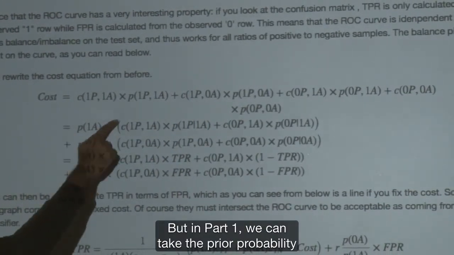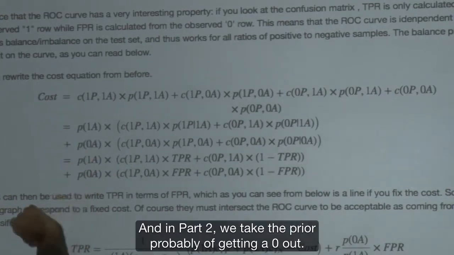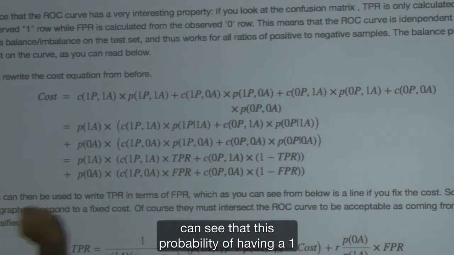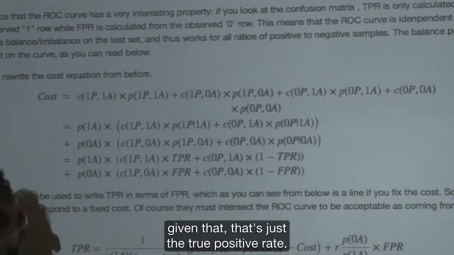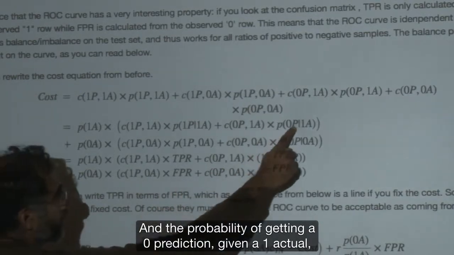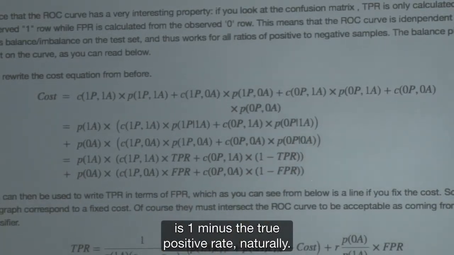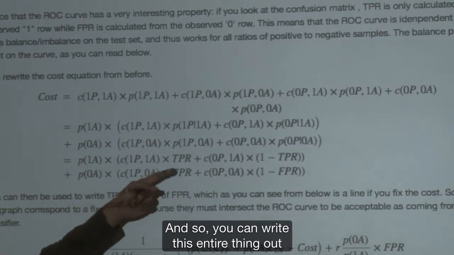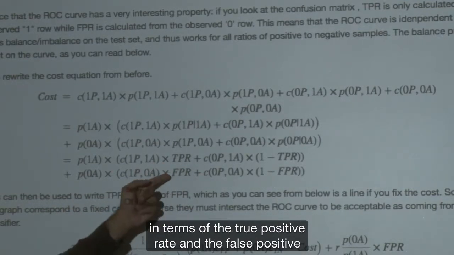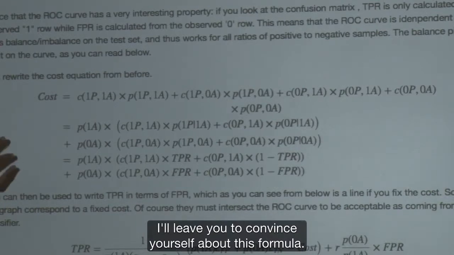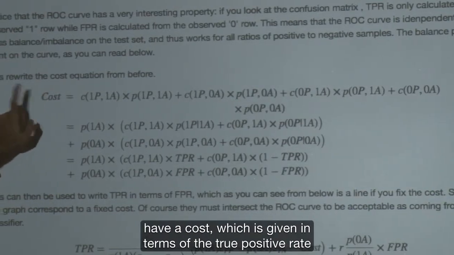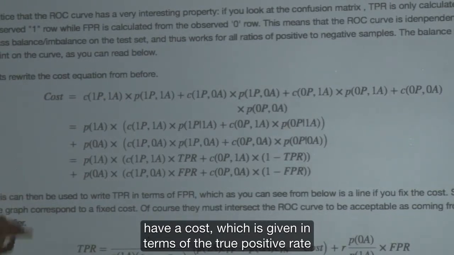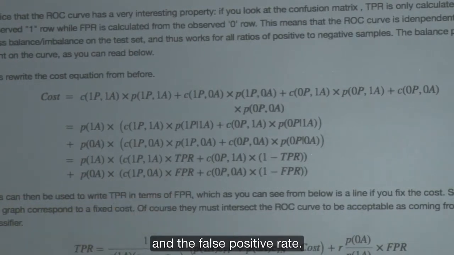But in part 1, we can take the prior probability of getting a 1 out, and in part 2, we take the prior probability of getting a 0 out. And when we do that, you can see that this probability of having a 1 given a 1 is just the true positive rate. And the probability of getting a 0 prediction given a 1 actual is 1 minus the true positive rate, naturally. And so you can write this entire thing out in terms of the true positive rate and the false positive rate. I'll leave you to convince yourself about this formula. But once you do this, notice that you have a cost, which is given in terms of the true positive rate and the false positive rate.